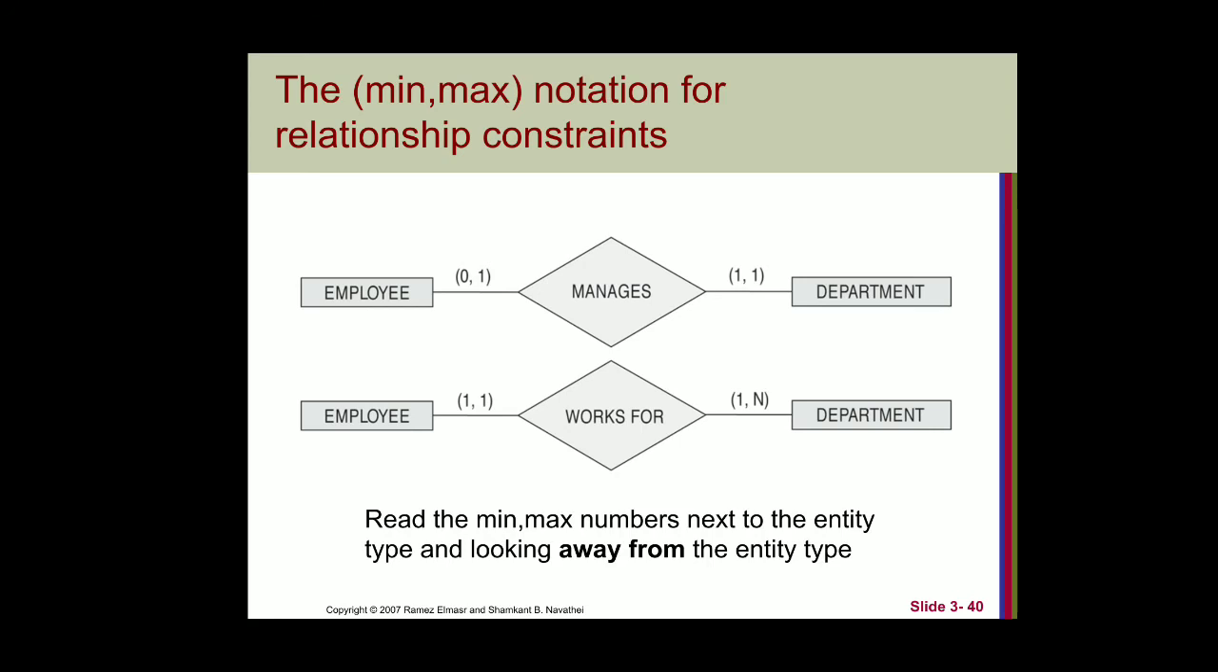If we consider employee works for department, here it is 1 comma 1, min is 1, max is also 1. What does it mean? If an employee is going to exist, he should be working for a department, and at the most he can work for only one department. And on the right hand side, in between works for and department, we have 1 comma n. What does it mean? 1 comma n means there can be at least one person who is working for the department, or at the most we can have n number of people working for the department.